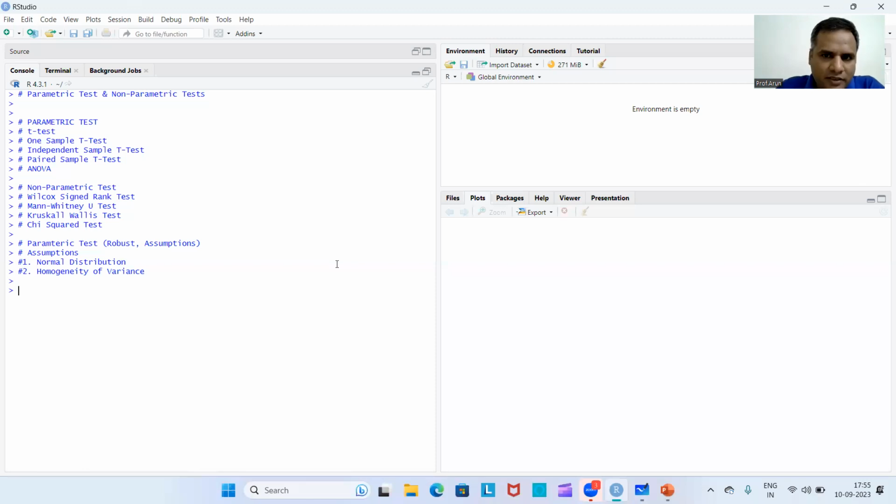Sir, what is the meaning of two groups here? Two groups, sir. Let's say when you are running independent sample t-test or when you are running ANOVA. Sir, if I'm going for one sample t-test, then? In one sample t-test, this homogeneity of variance condition is not there. Exactly, sir. Thank you, sir.